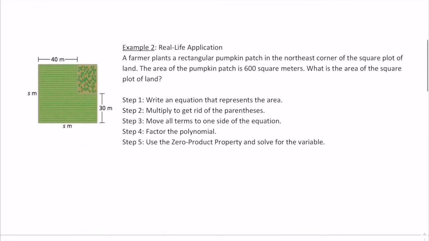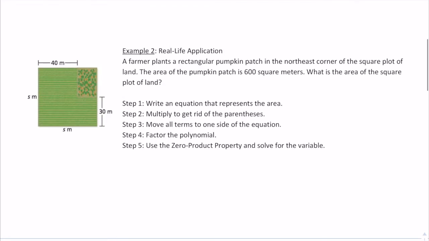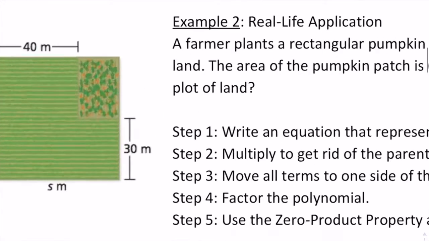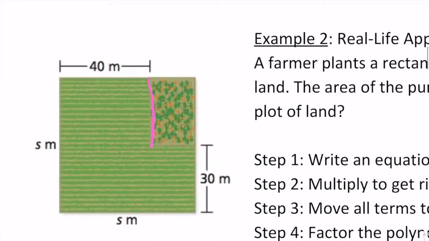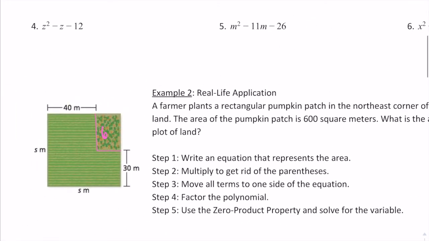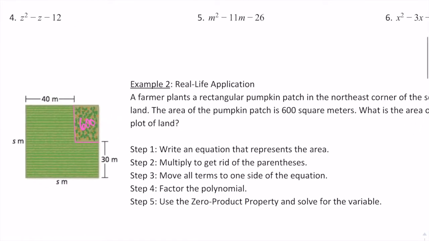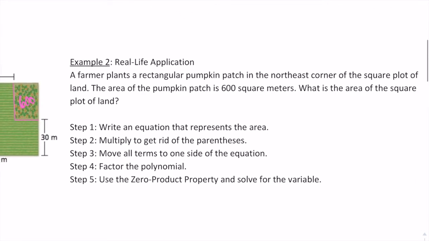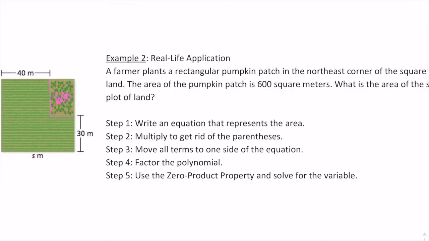Okay? Next, word problems, everyone's favorite. A farmer plants a rectangular pumpkin patch in the northeast corner of the square plot of land. So it looks like the pumpkin patch is just right here. It is nowhere else. The area of the pumpkin patch is 600 square meters. What is the area of the square plot of land?